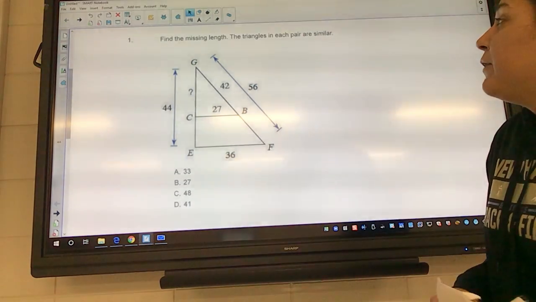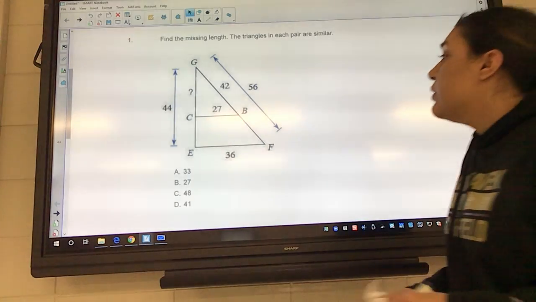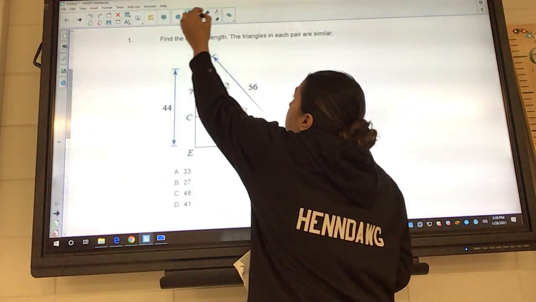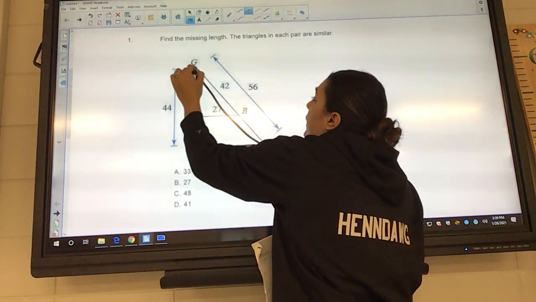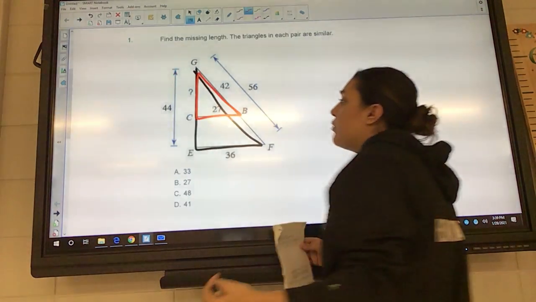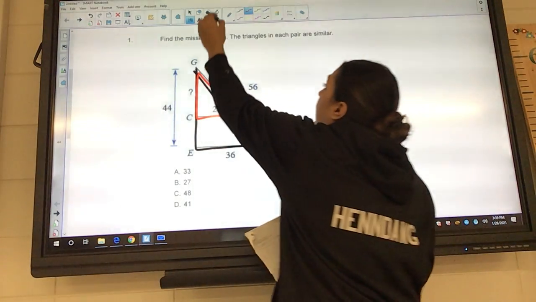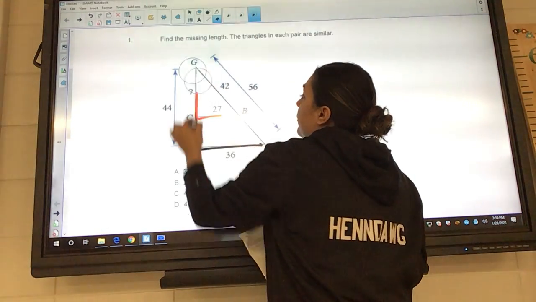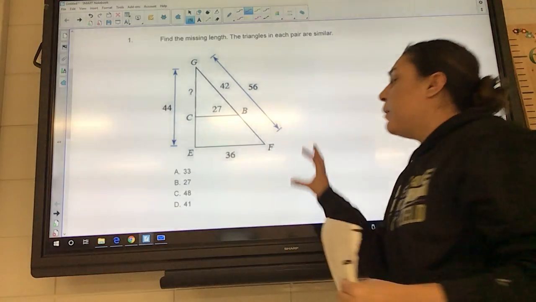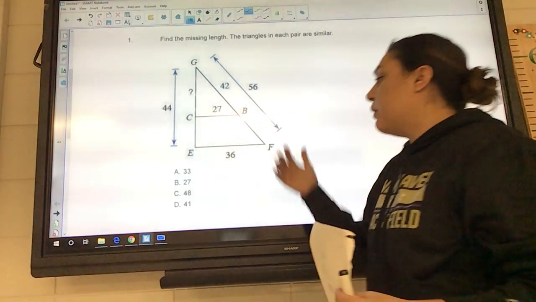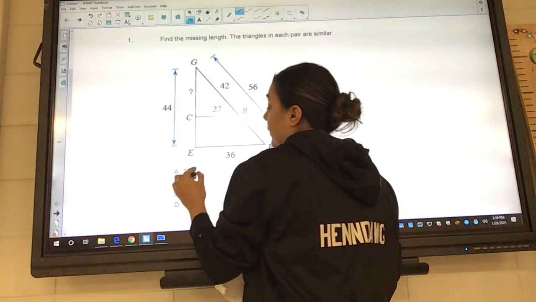Okay, so I want you to find the missing length. The triangles in each pair are similar. So there's really 2 triangles in this. Right here is one, this black one, and then there's this red one. It's a triangle inside of a triangle, and so we call those similar triangles. They want you to find the missing length, this question mark, and you can do that by working out some math because these triangles are related, but it is going to be A33.